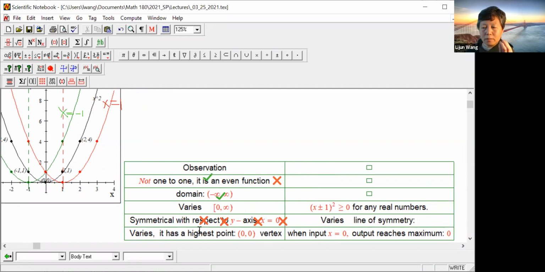Now, vertex. Is the vertex still the highest point or lowest point? Obviously, the lowest point has been shifted, right? As we said earlier, the lowest point has shifted. So the vertex varies. And as a result, the maximum could change. All of these places are questionable.